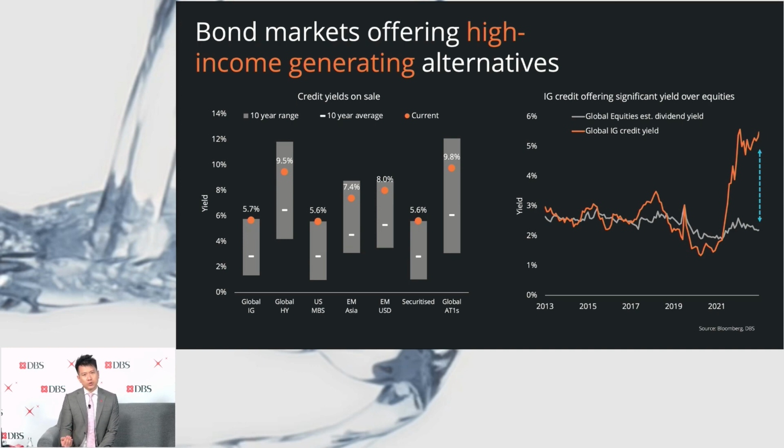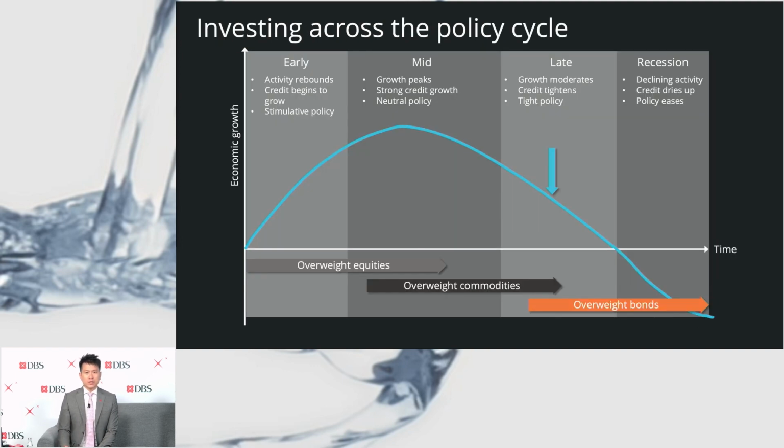A lot of this has to do with the Fed hiking cycle as we had known in 2022. But where are we now today? This chart here illustrates where we think we are in the policy cycle, right? If you look at a typical cycle, usually you go through an early phase, a mid phase, a late phase before we enter into a recession, right? The early phase of an economic cycle is usually where you see activity rebounding, credit is beginning to grow, monetary policy is stimulative, right?